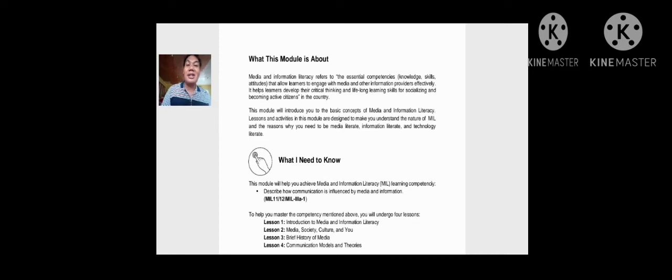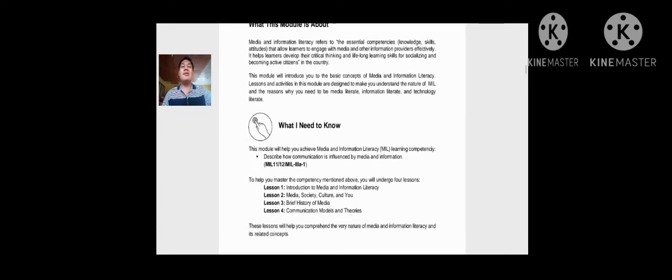So Media and Information Literacy refers to the essential competences, knowledge, skills and attitudes that allow learners to engage with media and other information providers effectively. It helps learners develop their critical thinking and lifelong learning skills for socializing and becoming active citizens in the country. This module will introduce you to the basic concept of media and information literacy. Lessons and activities in this module are designed to make you understand the nature of MIL, or Media and Information Literacy, and the reasons why you need to be media literate, information literate, and technology literate.